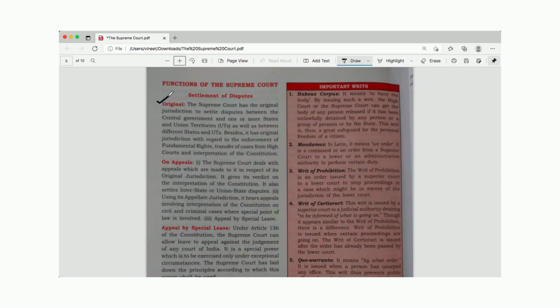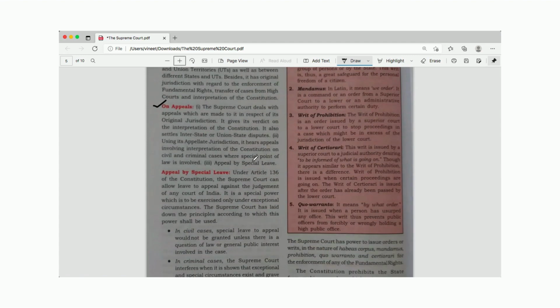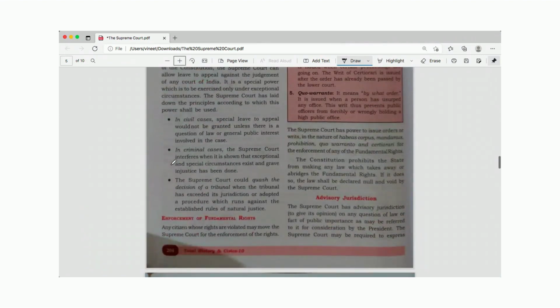The original jurisdiction, settlement of disputes is one of their functions, right? That is what judiciary works for. So settlement of original disputes, settlement of disputes on appeals, it is a repetition of what you've already done under original and appellate jurisdiction. So nothing new and nothing to worry because you are doubly revising it. Appeals by special leave also you've already done in civil, criminal and constitutional cases.